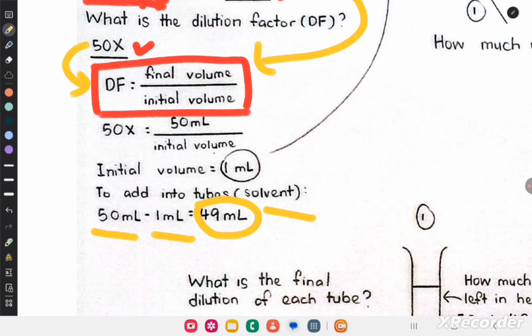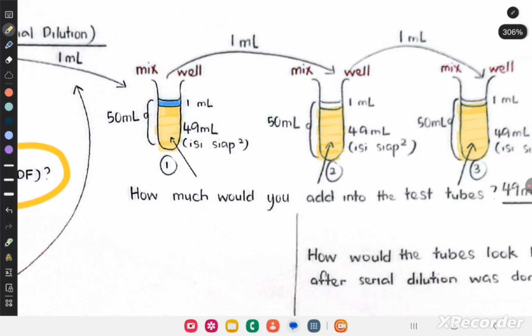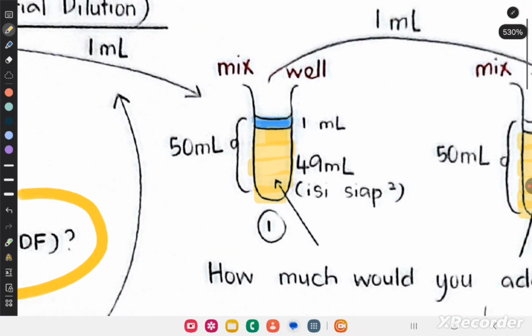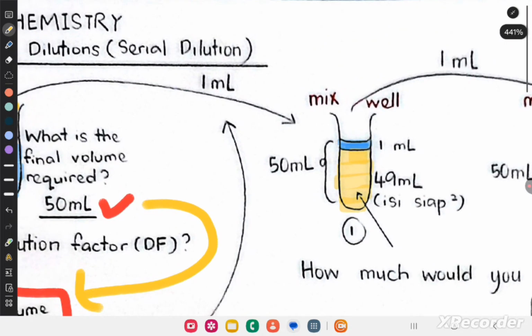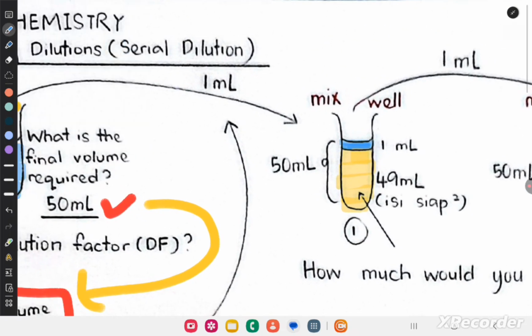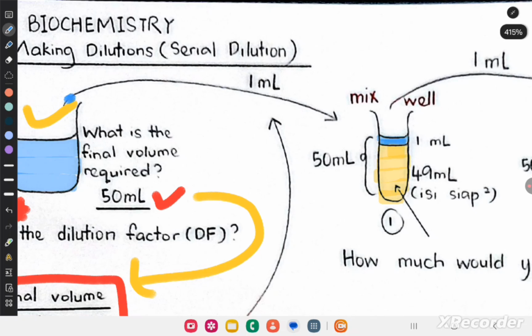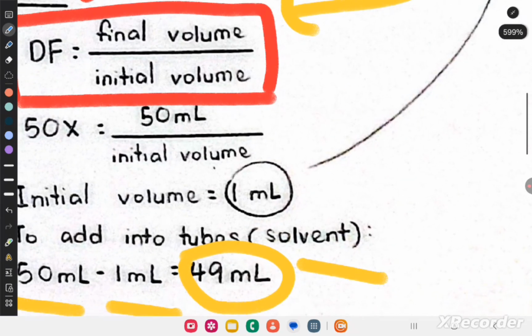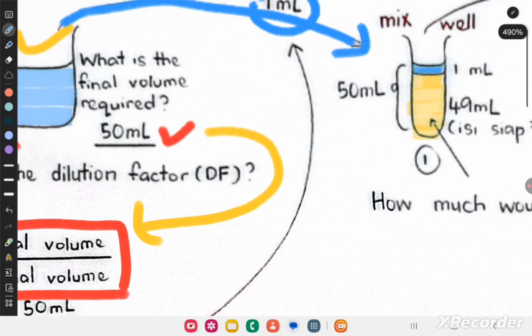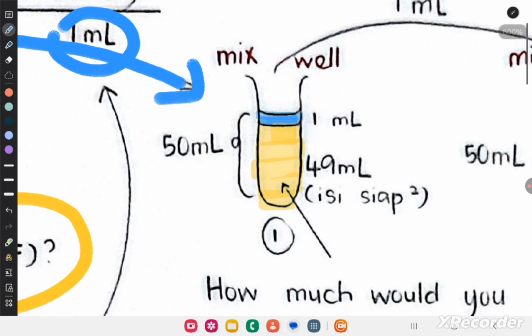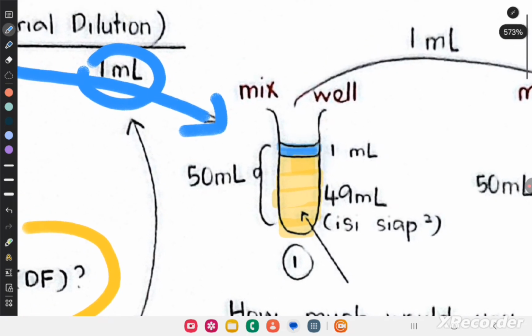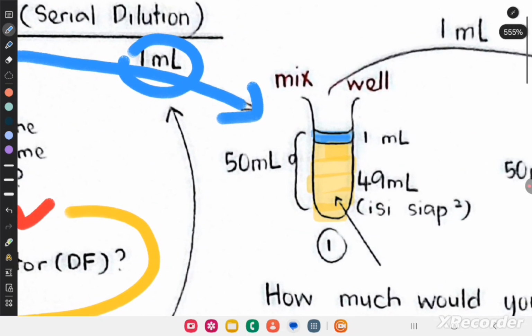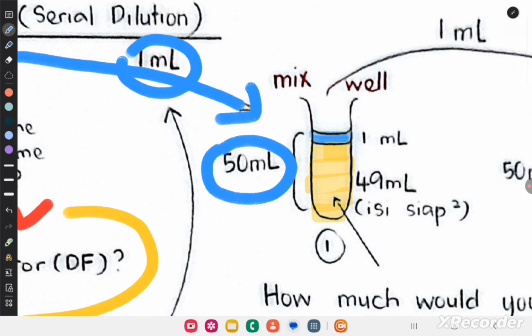This is the solvent. The solvent we already filled in the test tube, and now we transfer. I use a blue pen. I transfer 1 ml from the stock solution into here, 1 ml. And then 49 ml is the solvent, which we calculated just now. So we fill in the 49 ml of the solvent in the test tube first, and we add 1 ml from the stock solution, and the total volume will come up to 50 ml, and then mix well.